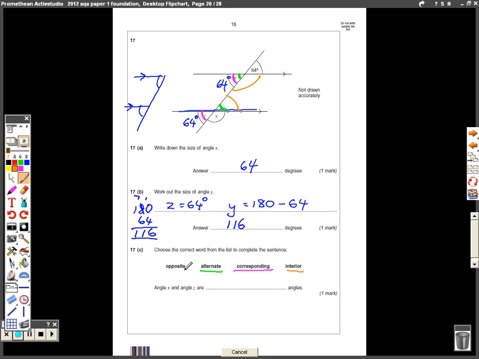So angle x and z, they correspond. So the word we need is corresponding. Next question.